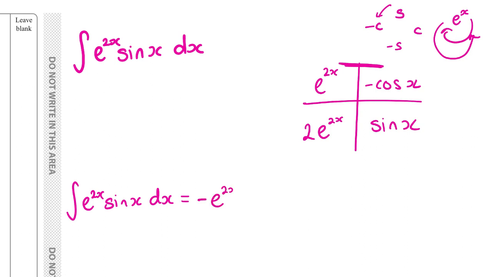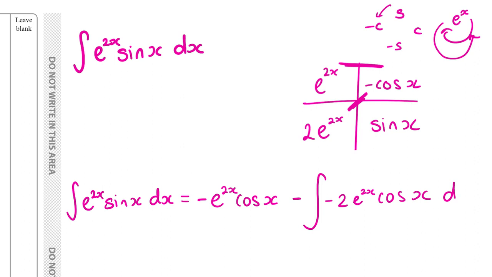minus e to the 2x cos x minus the integral of minus 2e to the 2x cos x with respect to x. So why is it minus e to the power 2x cos x? Because we take away the multiple of this.